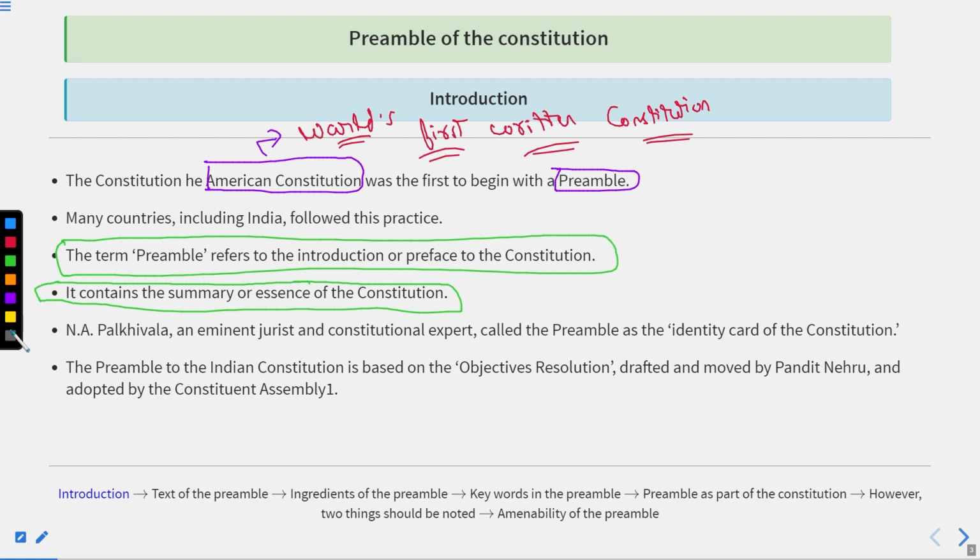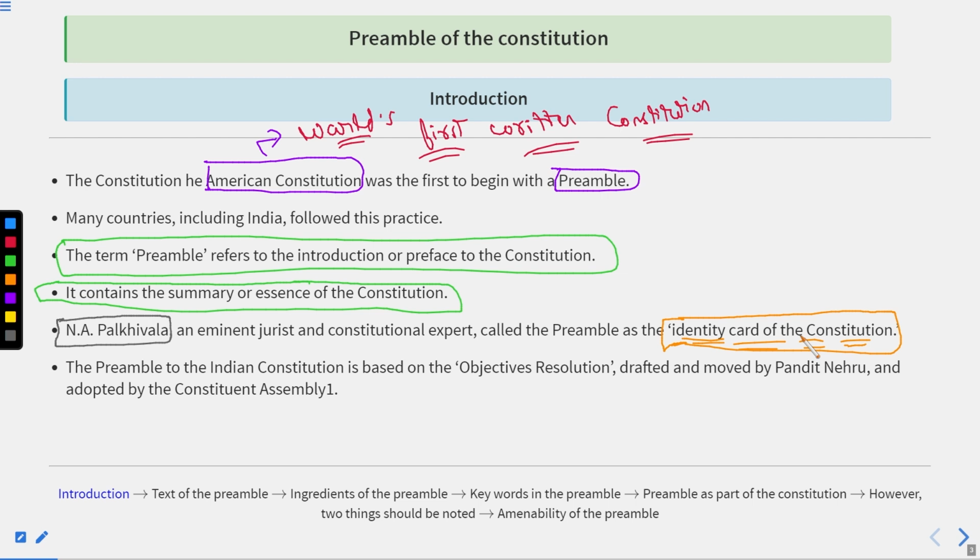Here another name is N.A. Palkiwala, an eminent jurist and constitutional expert, who called the preamble the identity card of the constitution. It means that whatever you are going to see in the constitution is already present in the preamble itself.